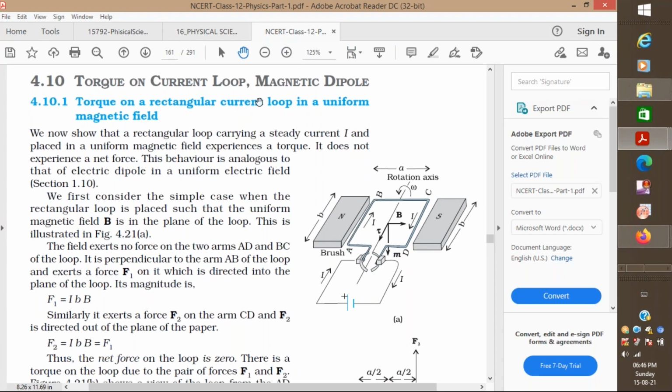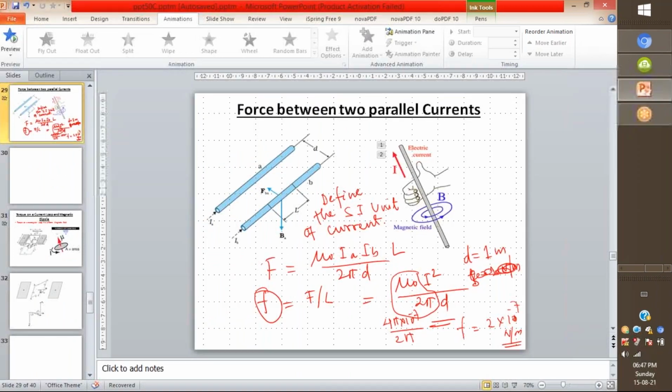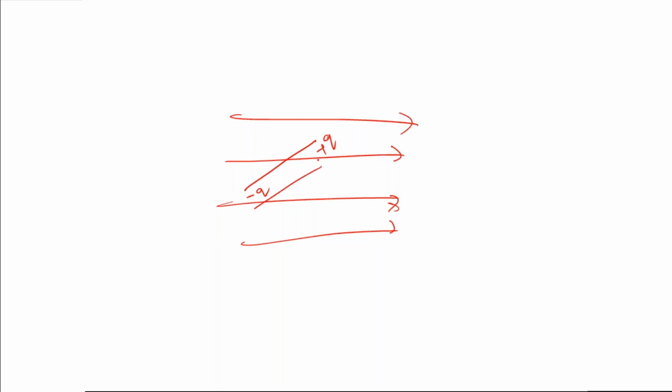So in this section we'll be learning torque on current loop. When a current carrying loop is placed in a uniform magnetic field, as we have learned in case of electrostatics also, if you have a uniform electric field like this, and if you place an electric dipole at a certain angle like this, suppose this is negative and this is positive charge and they are separated by distance 2d or something like that. Then this particular electric dipole will experience a torque because a couple of forces will act on this. One force in this direction, this is minus qE, and another force will be in this direction.